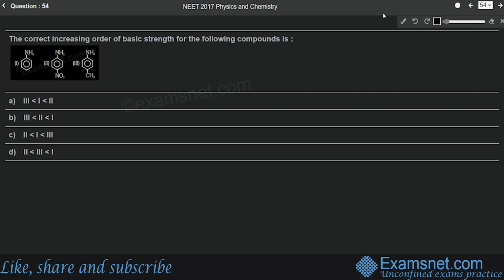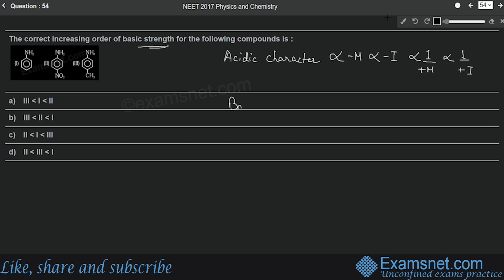Question number 54 is again from organic chemistry and the question is the correct increasing order of basic strength for the following compounds is. Okay. So in the previous question we discussed the order of acidic strength and here the question is asked about the order of basic strength, right? So we'll use the same method. We know that in the previous question we saw that acidic character is directly proportional to minus M effect and minus I effect. Okay, and it was inversely proportional to plus M and plus I effect, isn't it?